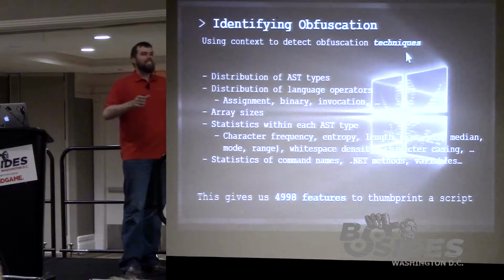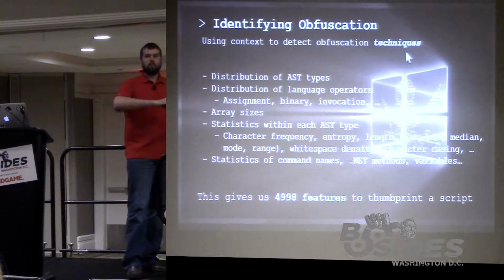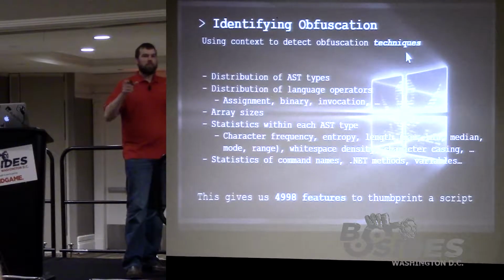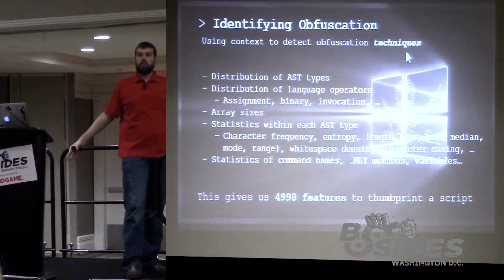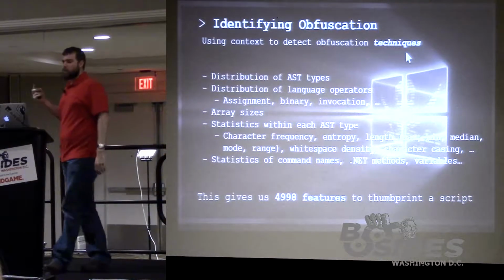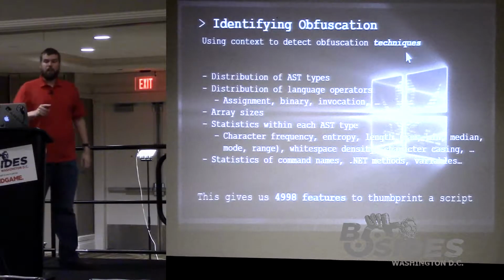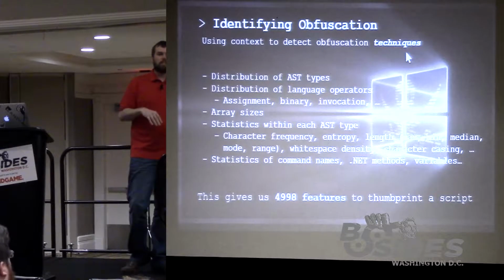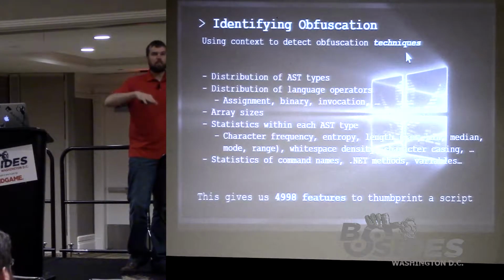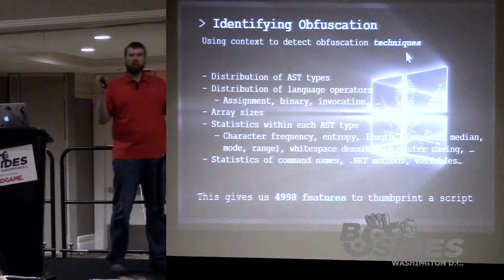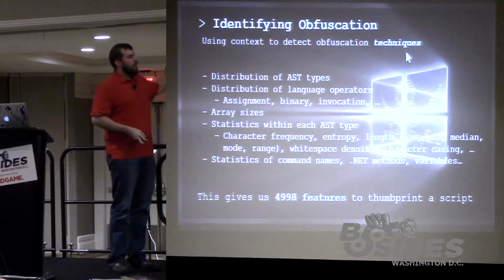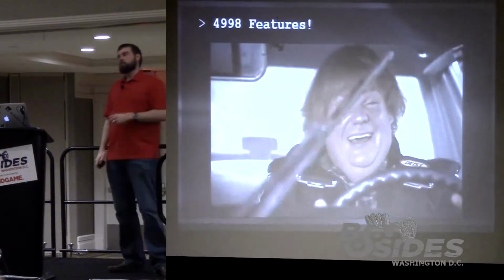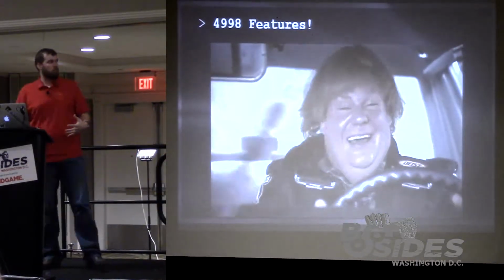And then for every kind of AST type, again, commandlet, string, method, function, comments, we did character frequency on each of those individually, as well as on the entire script itself. We also did things like entropy. We did the length, max, min, median, mode, range, average, whitespace density, character casing. Again, randomized casing is used in a lot of frameworks. If you see 50/50 uppercase and lowercase, that's randomized casing, because typically it's going to be like 12 or something. All these different things, we push them all together so that for any input PowerShell command or script, we get almost 5,000 features, which is a lot more than just the alphanumerics, right?